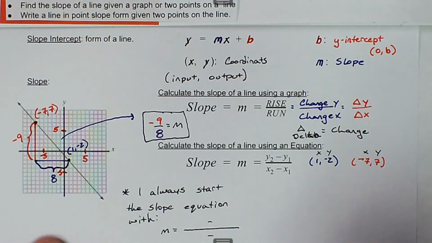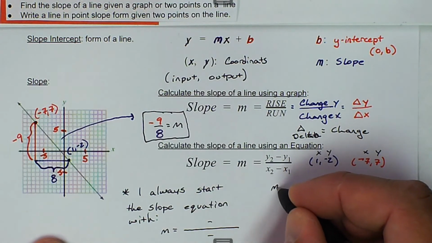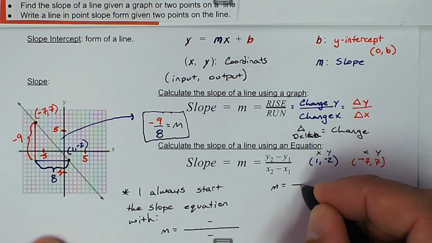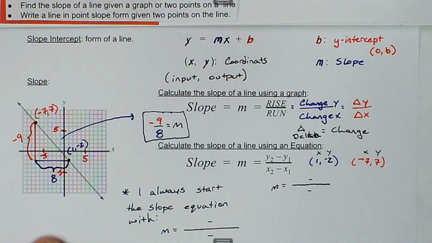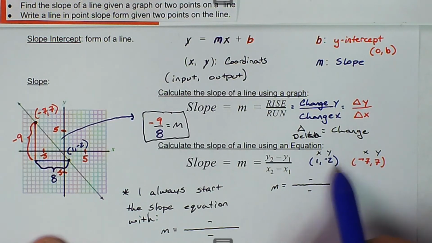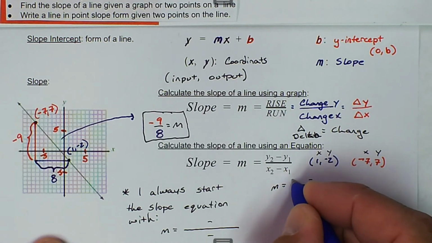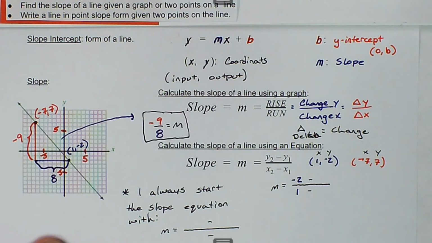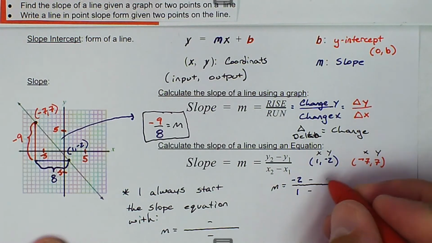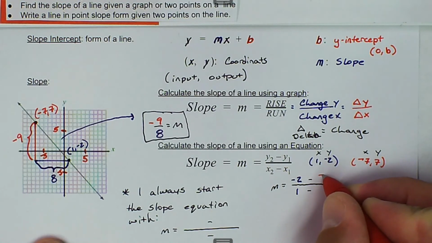So then when I'm calculating the slope, we can substitute the values in. So I start, the slope is equal to, and now I substitute the values in. It doesn't matter which one's x1 or y1 as long as we have the points stacked vertically. So it should be -2 over 1. And then the y value is 7 over -7.